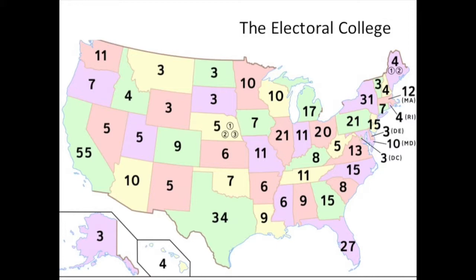If a presidential candidate wins in that state, let's use Florida as an example. A presidential candidate wins in Florida by just a hair, say 51%, then that candidate will receive all 29 electoral votes for that state, even though he won by, again, just 1%. So these are also called winner-take-all states.